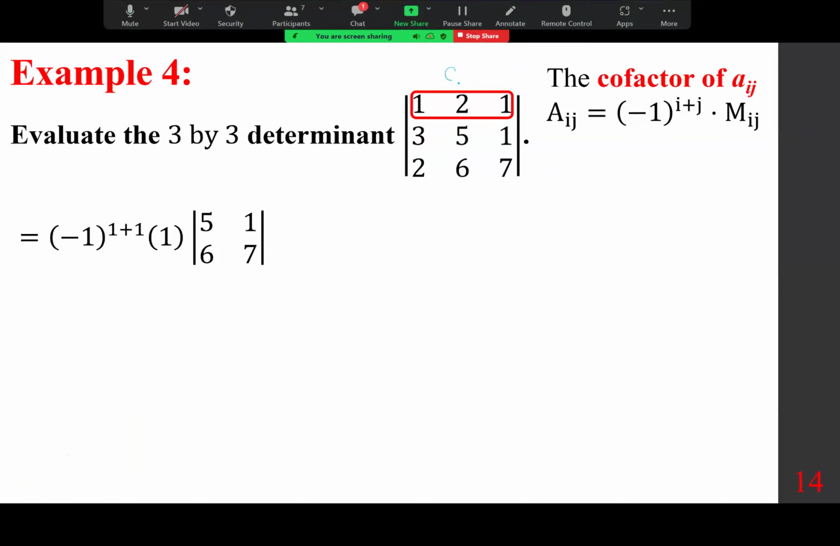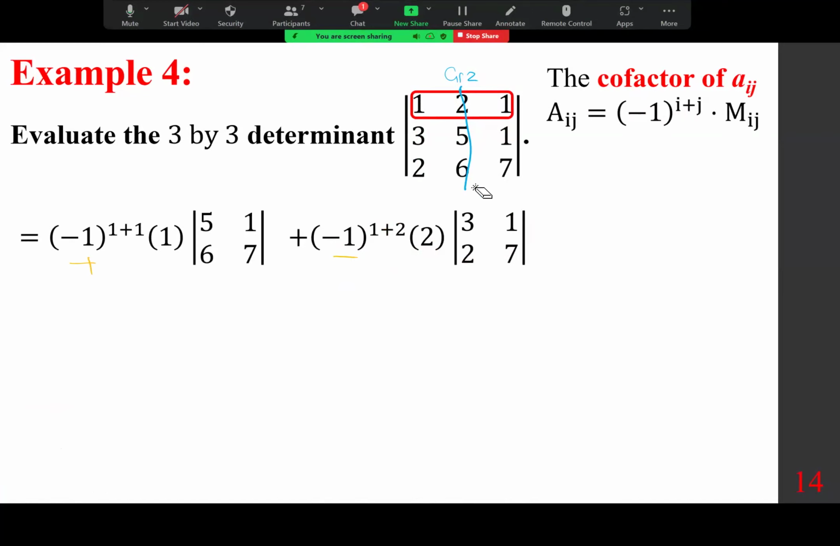So this is a 1, 2, and we're going to cross this. So -1 to the power of 1 plus 2 times 2 and times this determinant 3127. Please understand again, this is positive, this is negative. Finally, the third one.